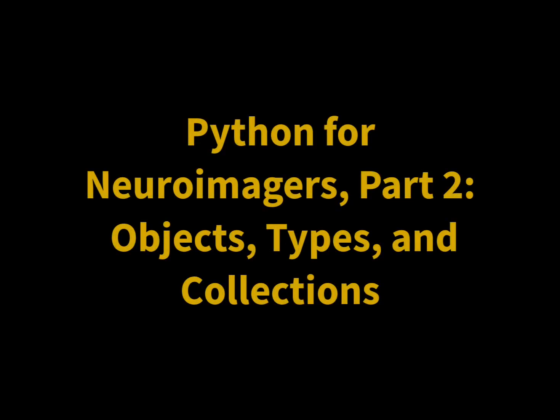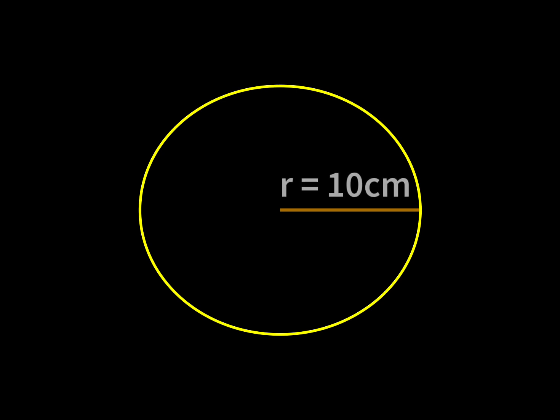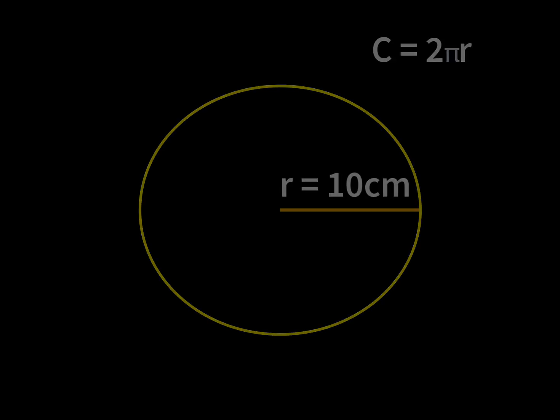Python is an object-oriented programming language, meaning that it primarily involves creating and manipulating objects. For example, we might create a circle as an object and define certain characteristics, like its radius and circumference. We can then extend this concept to other objects, such as the images we use for fMRI analysis.